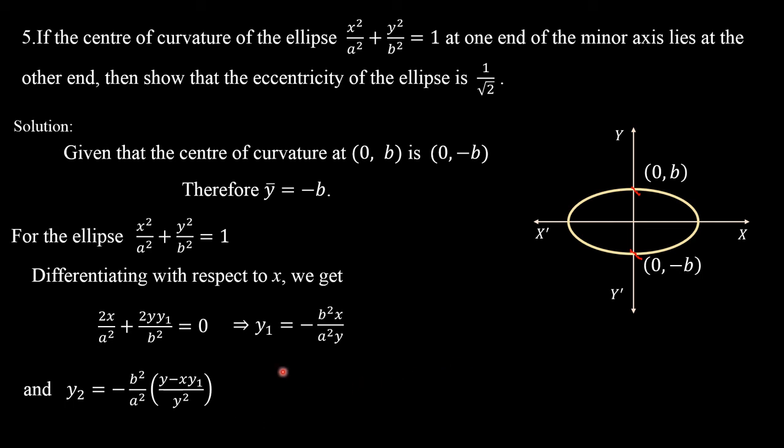But let us compute the value of y1 and y2 at the point (0, b). So what is the value of y1 and y2 at the point (0, b)? It is 0 and -b/a². Just substitute the value of x to be 0 and the value of y to be equal to b. Okay, so that you are going to get the corresponding values of y1 and y2 to be 0 and -b/a².